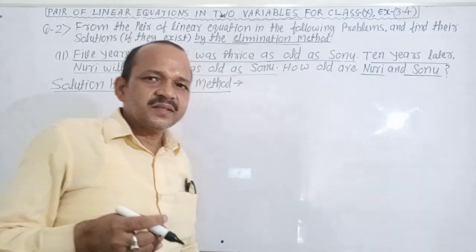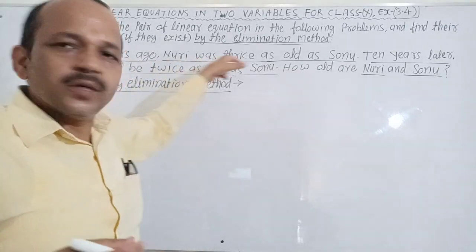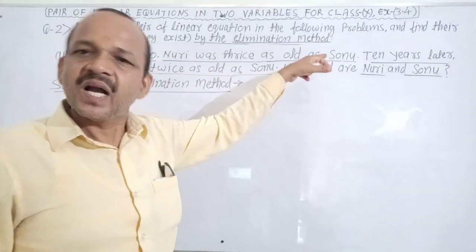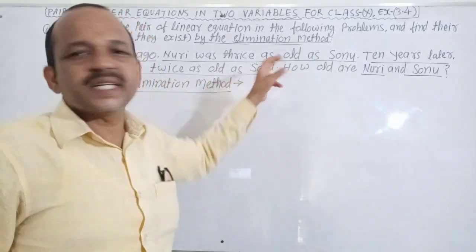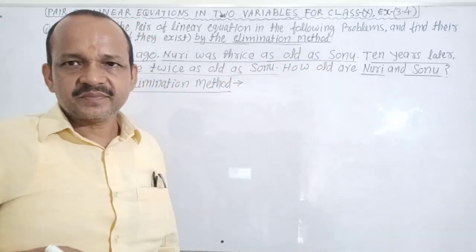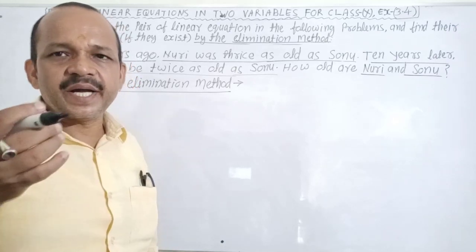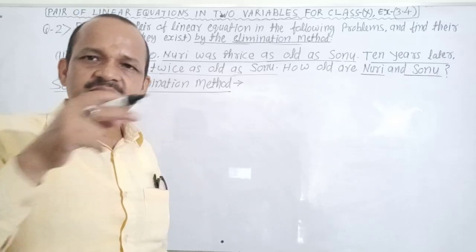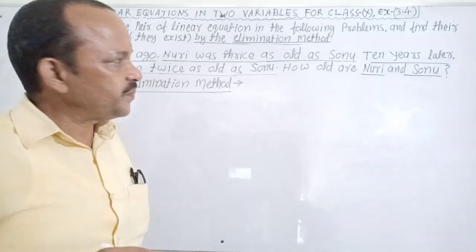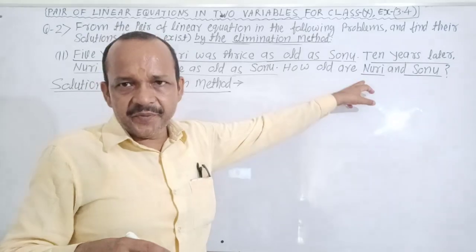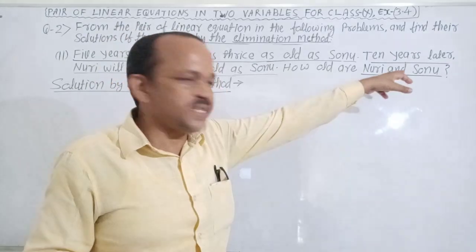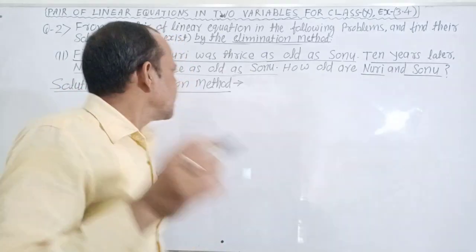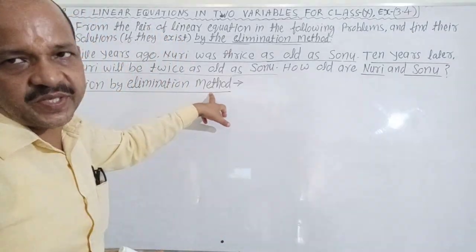It means you make two equations. First equation according to first situation and second equation according to second situation, and solve them by elimination method and find the value of x and y. It means the present age of Nuri and the present age of Sonu. Clear? It is very easy. See the board. Solution by elimination method.